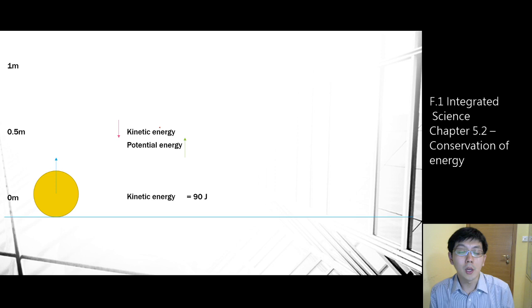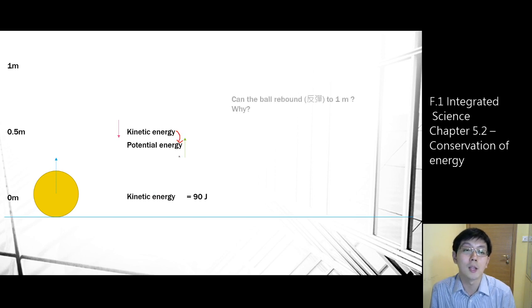Okay, so it goes up. Same thing happens again. It will be going to a higher position, so the potential energy will start storing in the ball. And some of the kinetic energy will go to the potential energy. My question is, can the ball rebound to 1 meter high? Why? I want you to think about this first. Pause the video and think about this first.